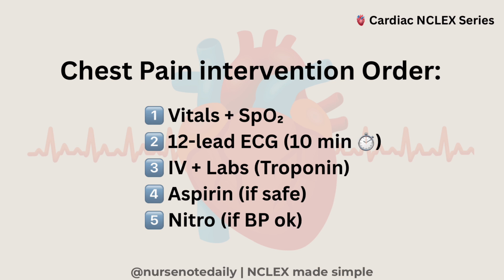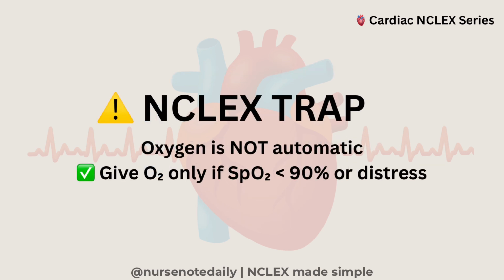Third, get IV access and labs like troponin. Fourth, give aspirin if the patient is not allergic and doesn't have bleeding risk. Fifth, nitroglycerin only if blood pressure is safe. And here's the trap. Oxygen is not automatic. NCLEX wants oxygen only if the patient is hypoxic, like oxygen saturation under 90%, or having signs of respiratory distress. If you screenshot one thing today, screenshot this chest pain order.